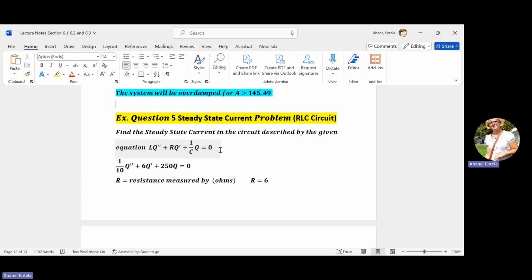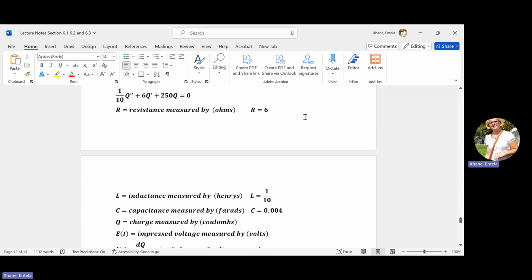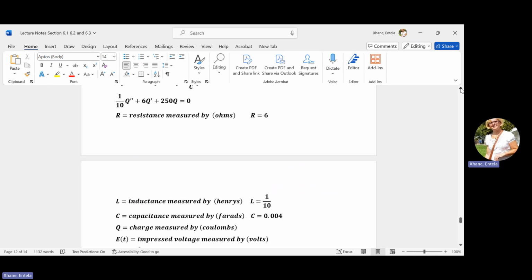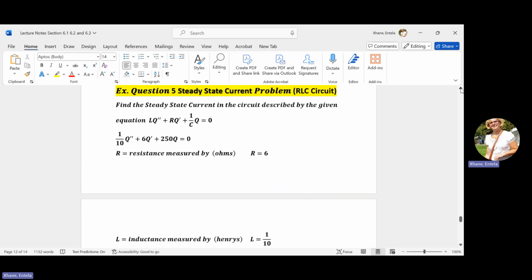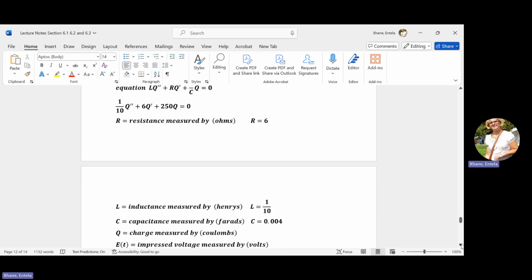So what is this particular system? What are all these elements? The system is known as the RLC circuit. There's a reason why. R stands for the resistance measured by ohms. Now the resistance in the given equation is 6. Resistance is the coefficient of Q prime, and then we'll get to what Q prime is in a minute. L, which is the coefficient of Q double prime, is the inductance. This is measured by Henrys. L is 1 over 10.